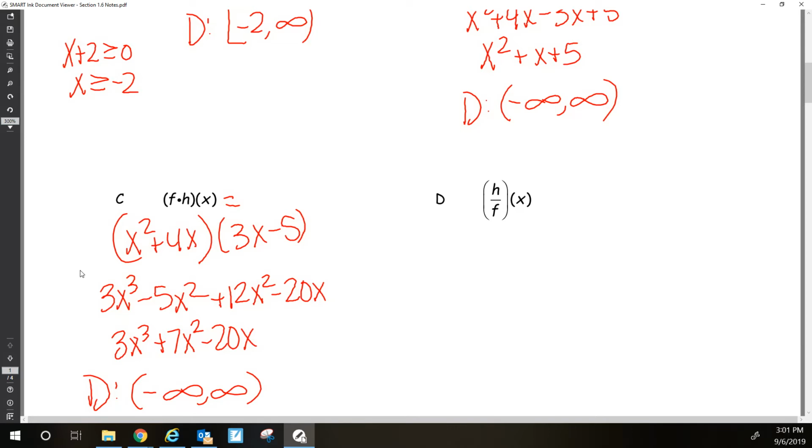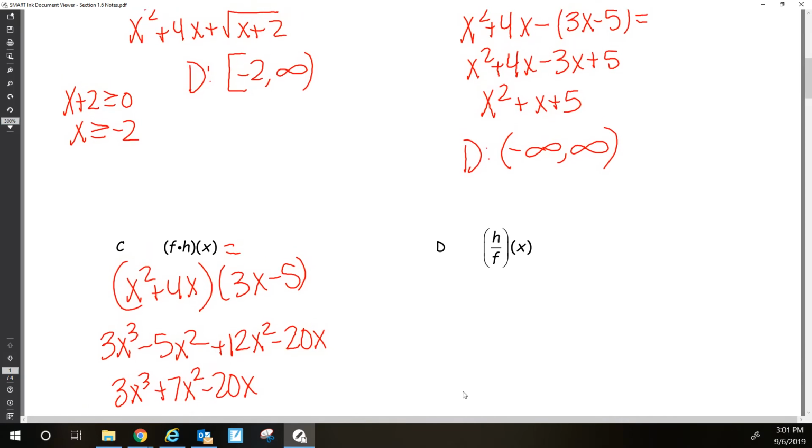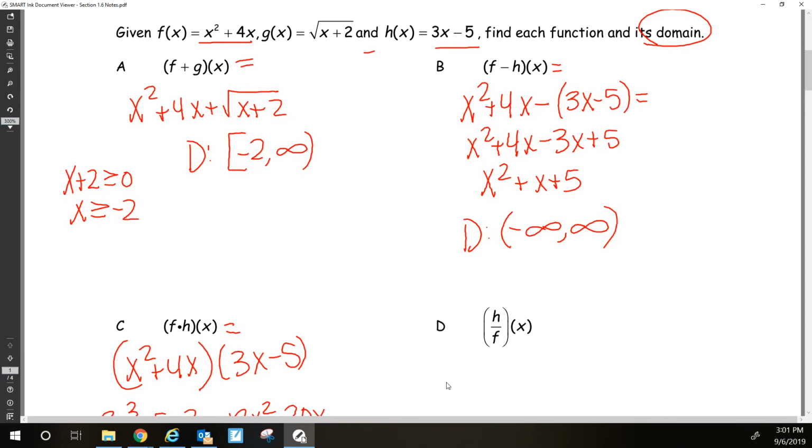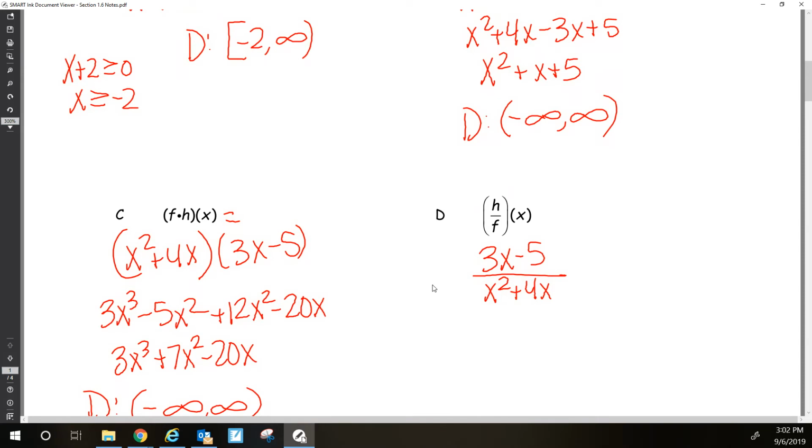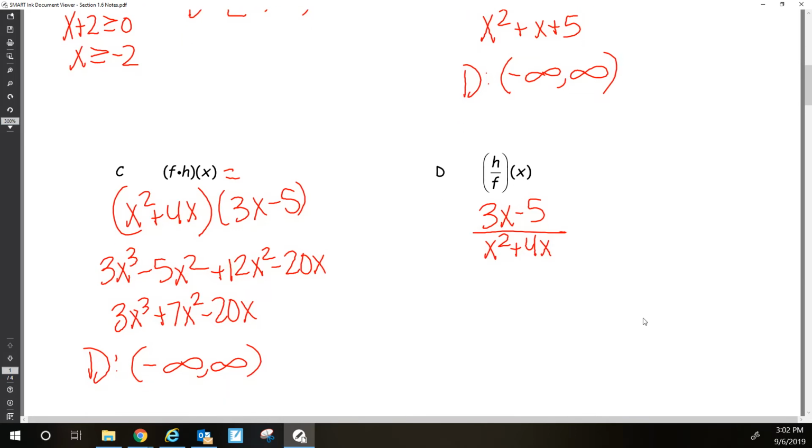All right, h of x divided by f of x. My h of x is 3x minus 5. My f of x would be x squared plus 4x. And I can leave it just like that. What do we have to worry about now, though? We've got a fraction, right? So what can't be true with our fraction? The denominator can't be 0. So this guy here can't be 0.